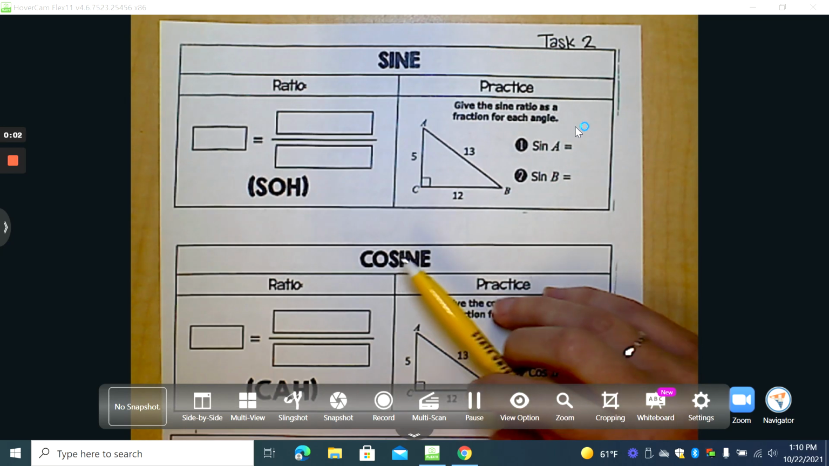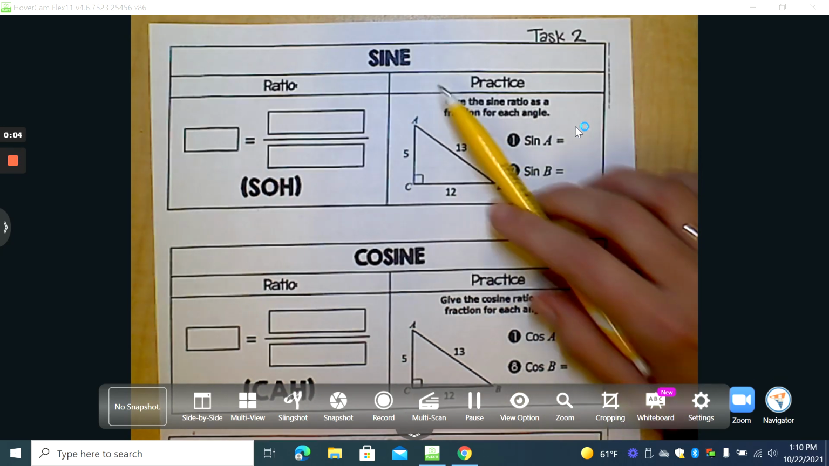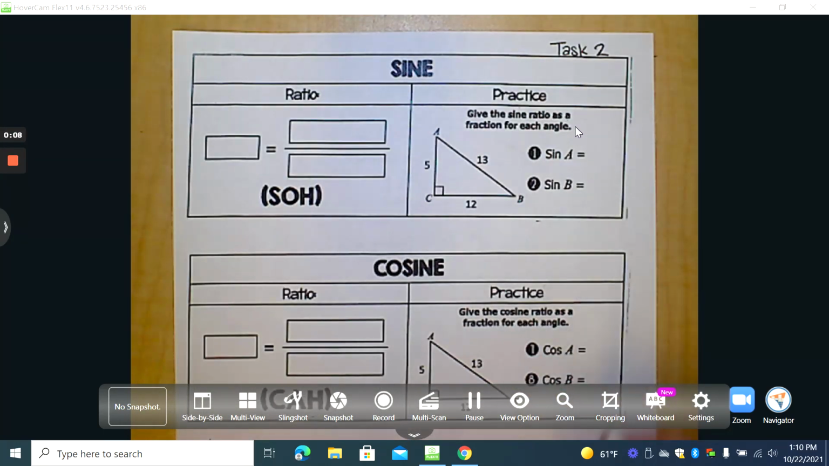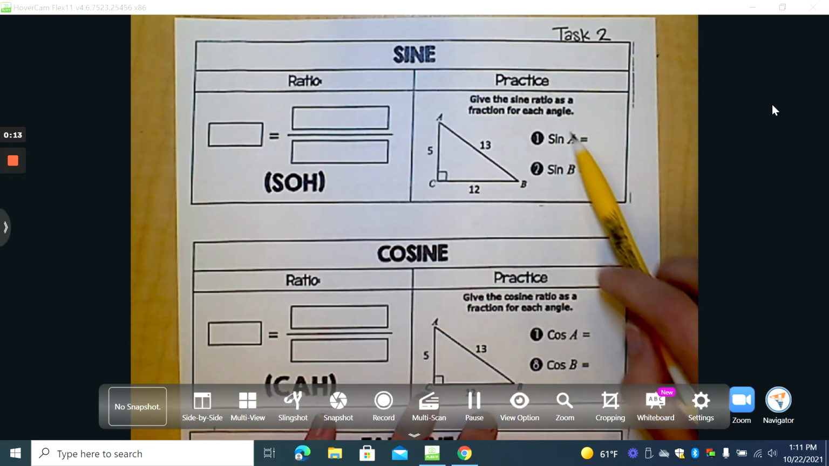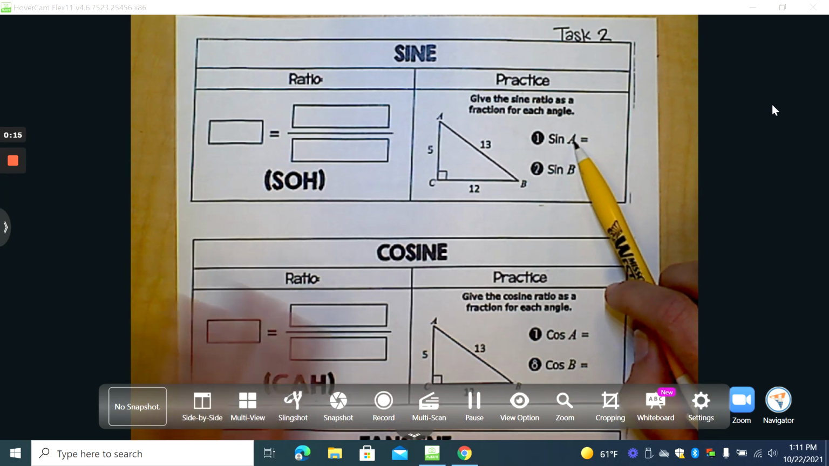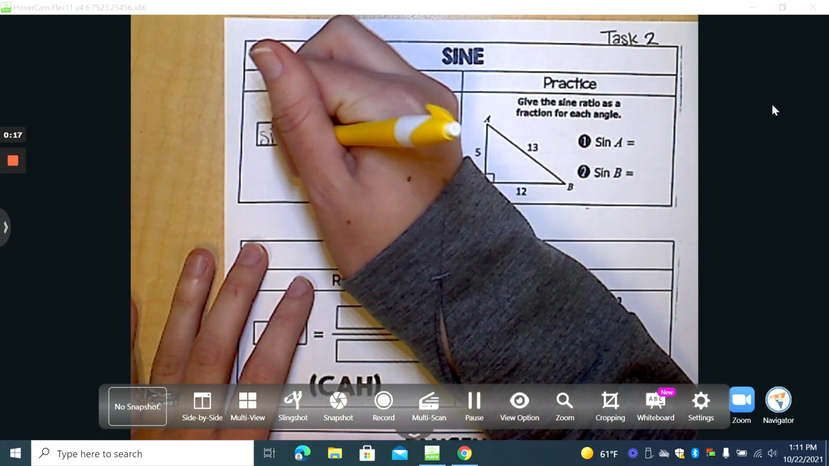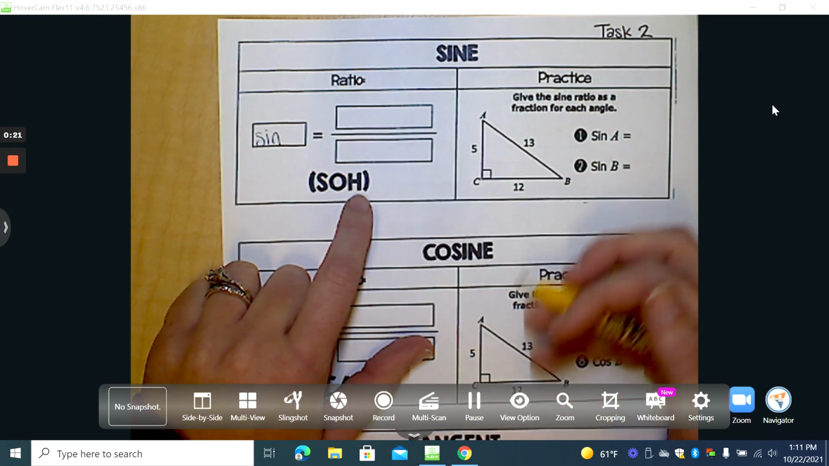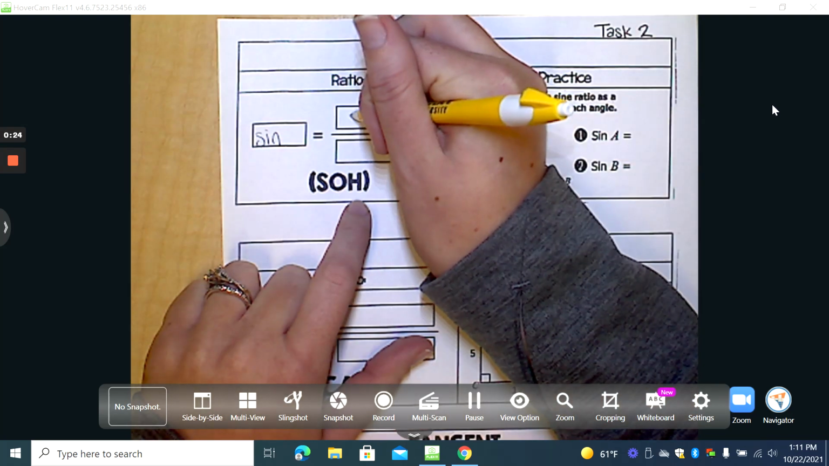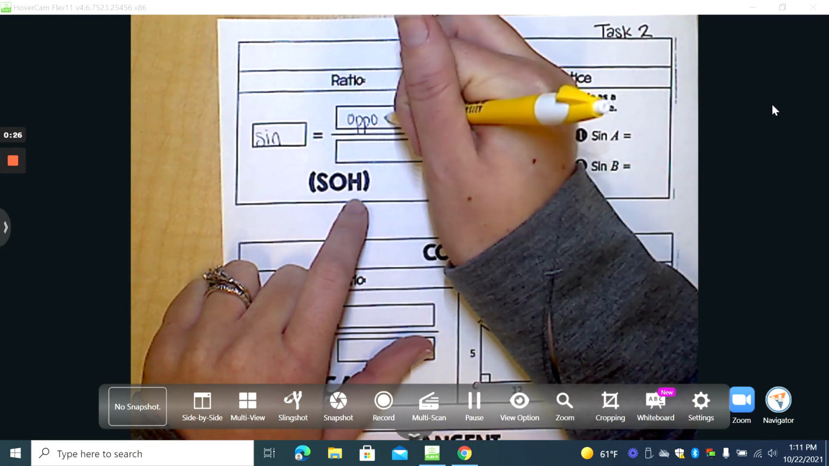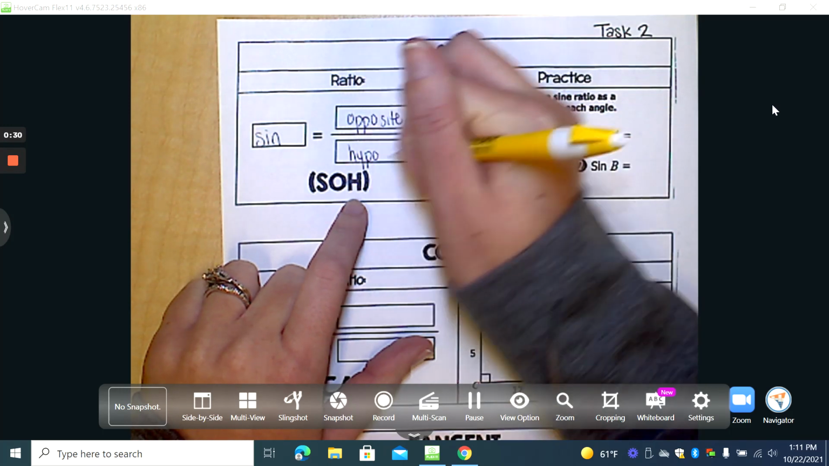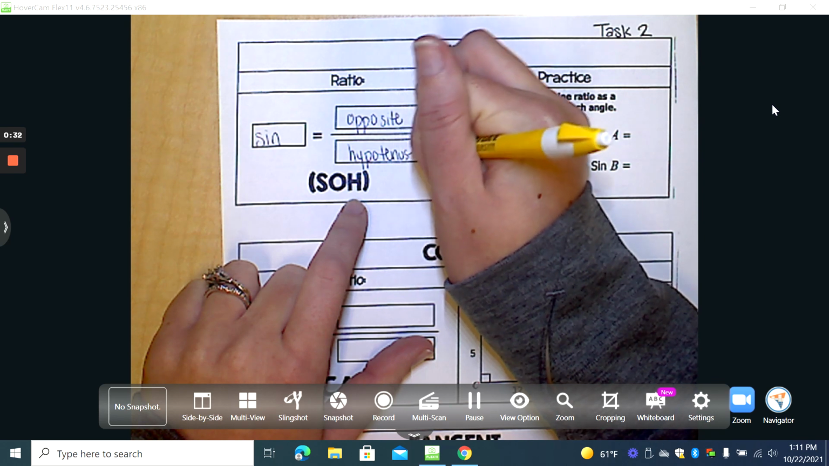All right, we are doing our trig functions: sine, cosine, and tangent. They are ratios for a right triangle. So anytime you see something like sine of an angle, I'm going to use what's called my opposite side and my hypotenuse side. So I'm going to write opposite on the top of my fraction and hypotenuse on the bottom of my fraction.